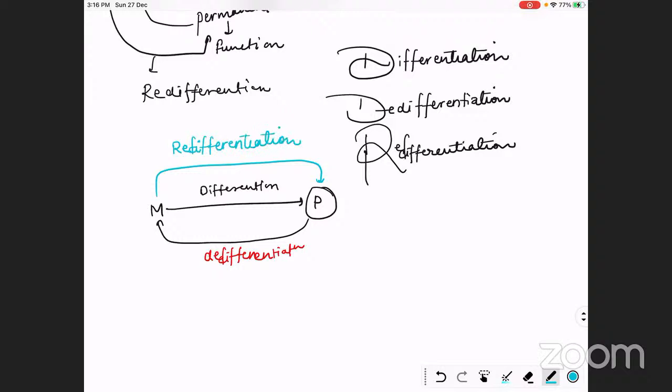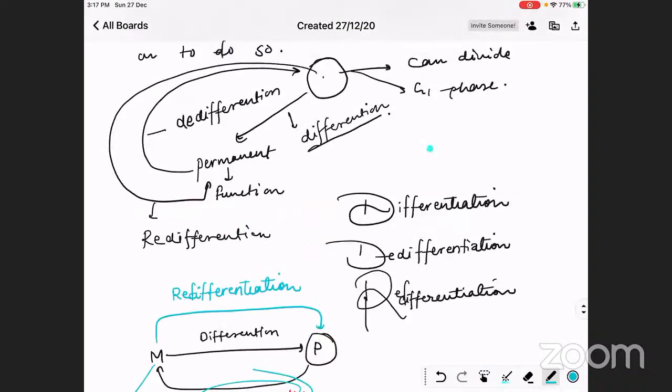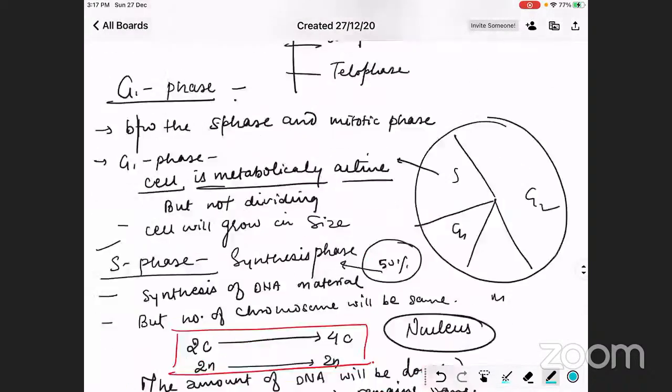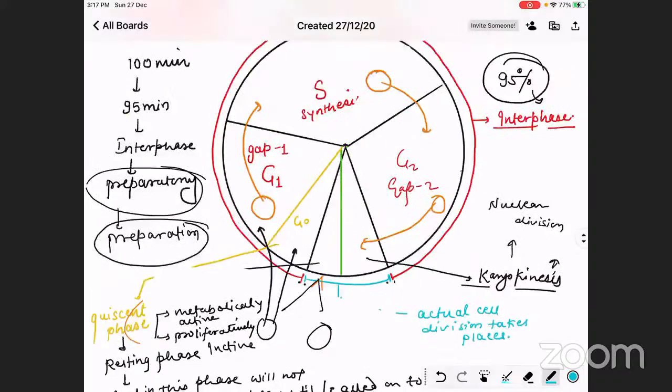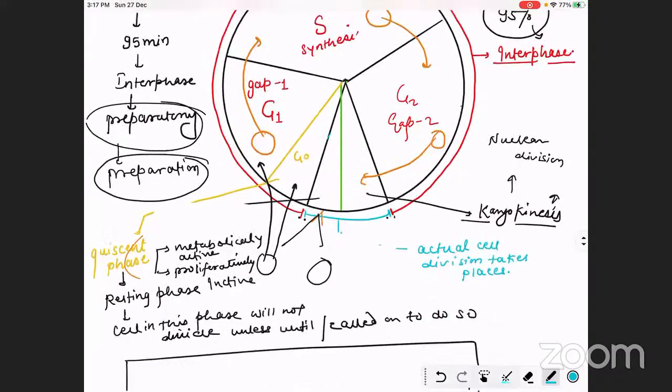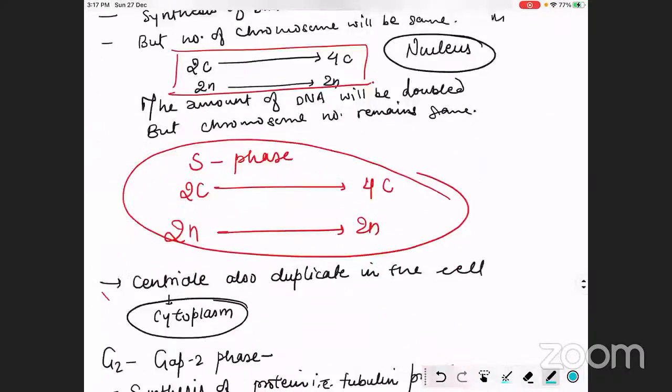Okay, so a cell which is present inside the G0 phase, which will not divide, is the permanent cell. If it has to divide, it has to go through de-differentiation into the meristematic cell. Then it can divide. If it enters into the G1 phase, then it has to divide. So if a cell present in the G0 phase wants to divide, it has to convert into the meristematic cell via the de-differentiation process. Okay.